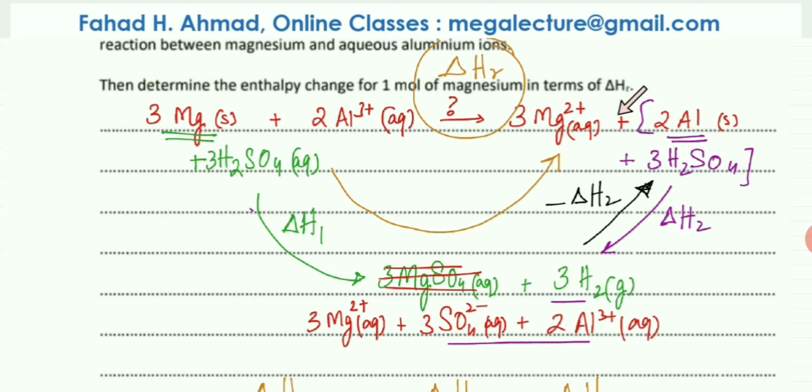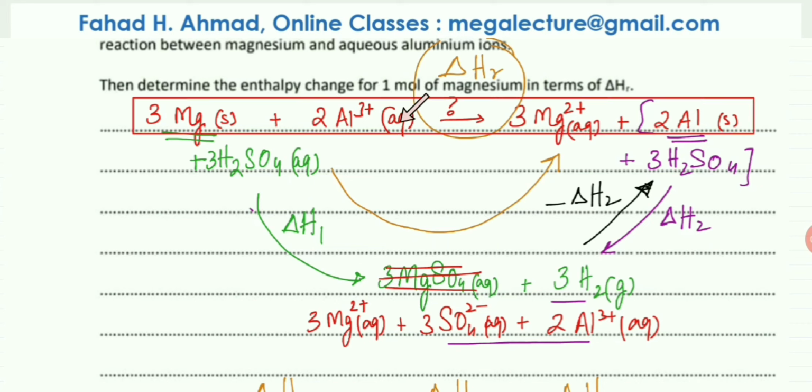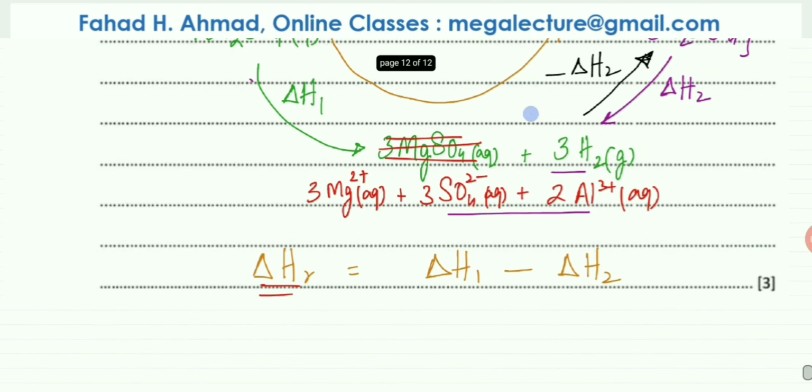Now, they weren't even talking about this reaction. They were specifically talking about the reaction where the enthalpy change is for 1 mole of magnesium. So we need the enthalpy change for 1 mole of magnesium. This reaction over here, I've highlighted the reaction, is for the enthalpy change for 3 magnesiums. So for 1 magnesium, the enthalpy change would be 3 times less. So I'm going to divide that by 3.